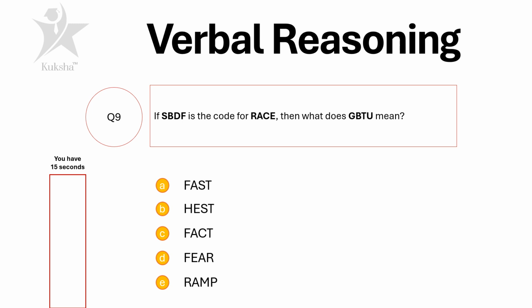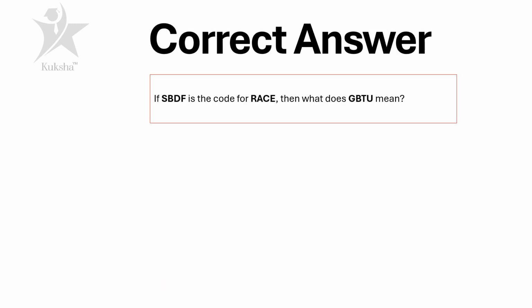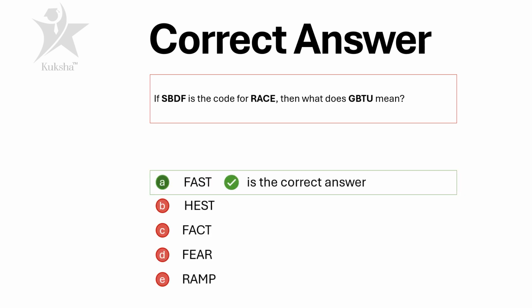All right, folks, time's up. Let's check out the answer. The answer to the question: if SBDF is the code for RACE, then what does GBTU mean? The correct answer is A, FAST.